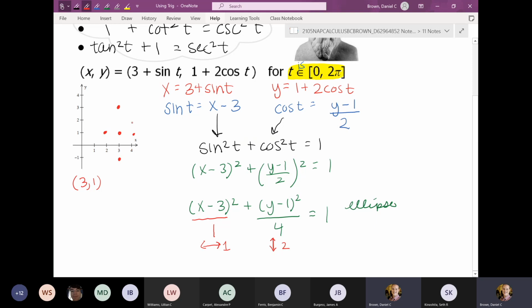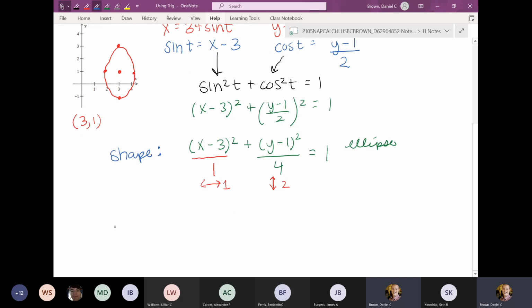So we do see that it is an ellipse. Remember, when we eliminate the parameter, we just know the shape of it. What we don't know is the orientation. So for the orientation, we do have kind of two options. It's either going around clockwise or counterclockwise, one or the other.